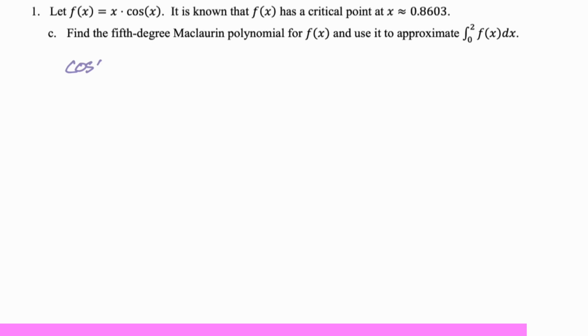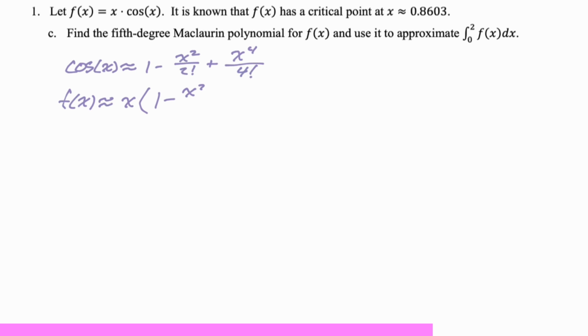Cosine of x, we know, is all the even powers. So it's going to be to the 0, so 1 minus x squared over 2 factorial plus x to the 4th over 4 factorial. And it keeps going, but we only need 5th degree. And so this is weird because that's 4th degree. But don't forget, it's x times cosine. So f of x is going to be approximately x times that polynomial that we wrote: 1 minus x squared over 2 factorial plus x to the 4th over 4 factorial.